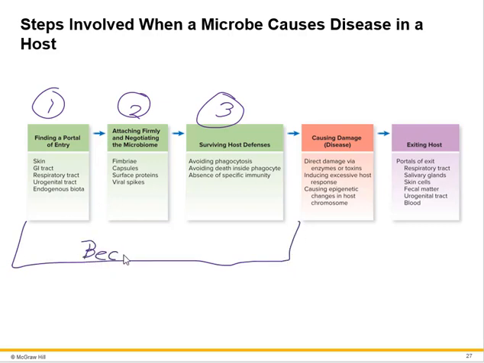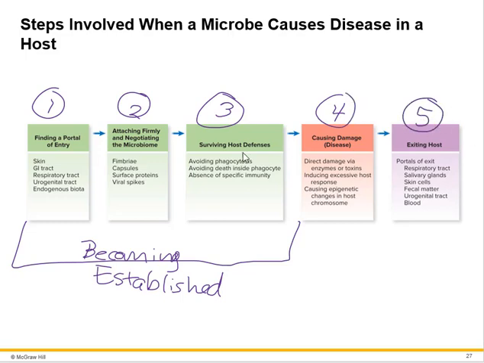So becoming established. And they have to do that first. Then they can cause damage, and then they can exit the host. So those are the 5 steps that we're going to talk about.